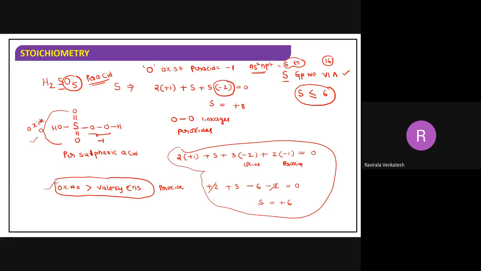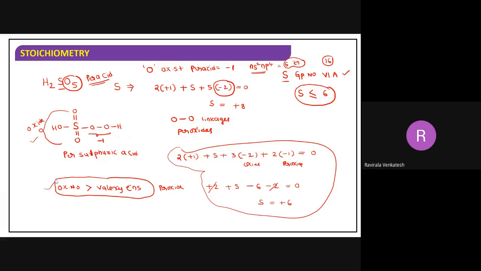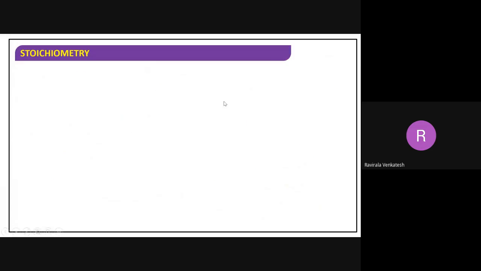Now, shall we take one more structure? Is it finished? Shall I move on? Finished? Right. Yes, I will take one more structure.